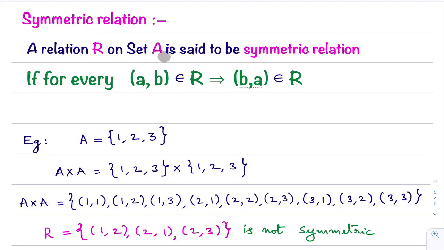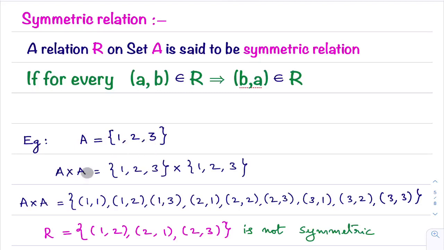A relation R on set A is said to be a symmetric relation if for every ordered pair (a, b) belonging to R implies the ordered pair (b, a) belongs to R, then we say that relation is symmetric. You can understand this with an example. See here, set A. I have taken set A as {1, 2, 3}.